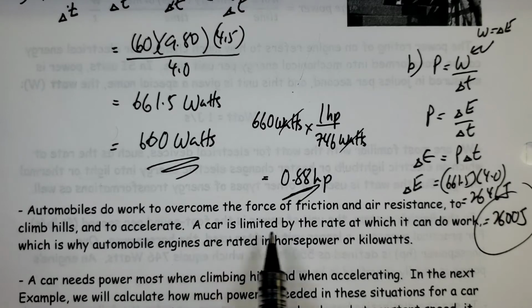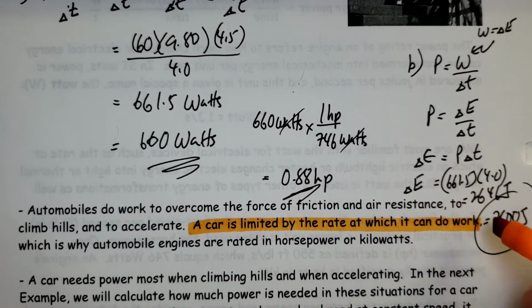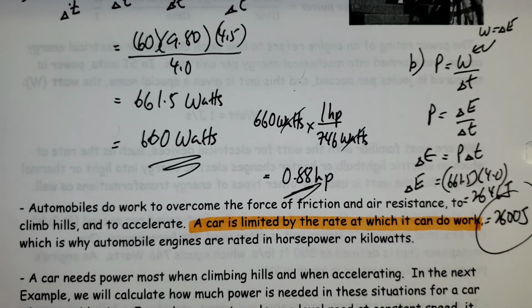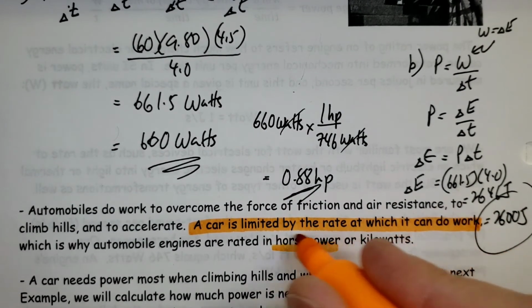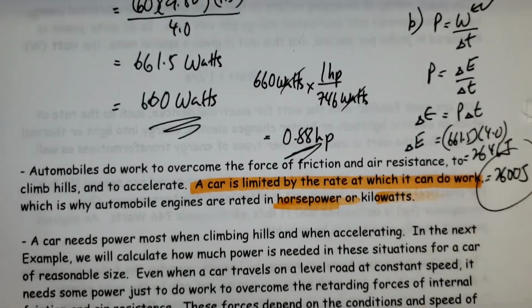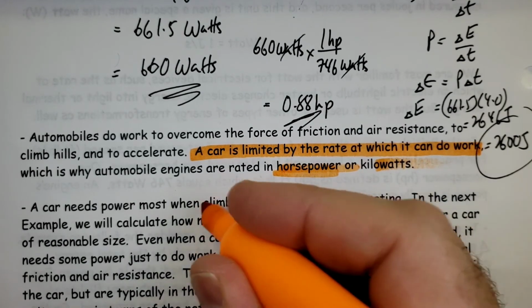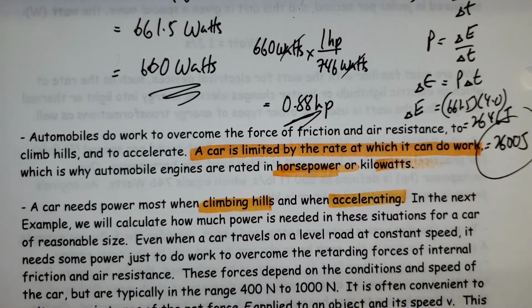Automobiles do work to overcome the force of friction and air resistance to climb hills and to accelerate. A car is limited by the rate at which it can do work. Let's highlight that. So the horsepower of the car, the rate it can do useful work, and of course they're rated in horsepower or kilowatts. A car needs most power when climbing hills or when accelerating. In the next example, we'll calculate how much power is needed in these situations for a car of reasonable size.